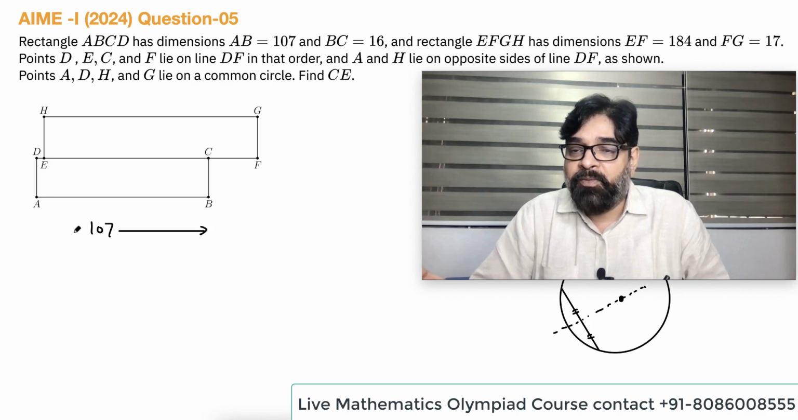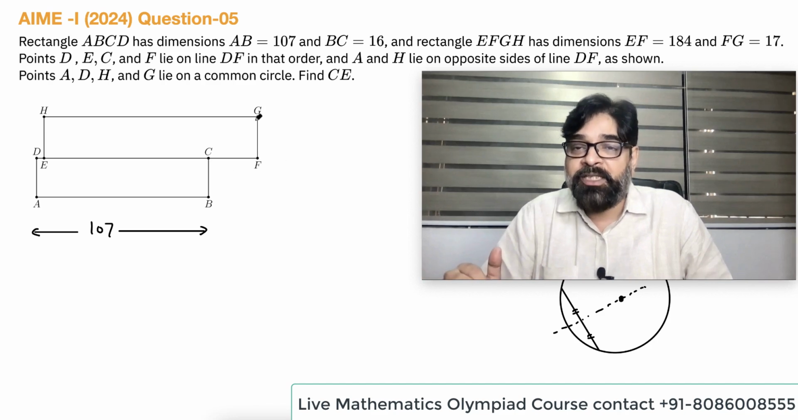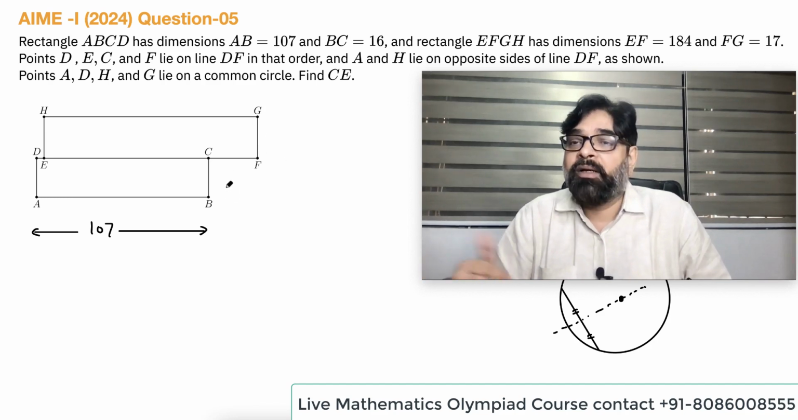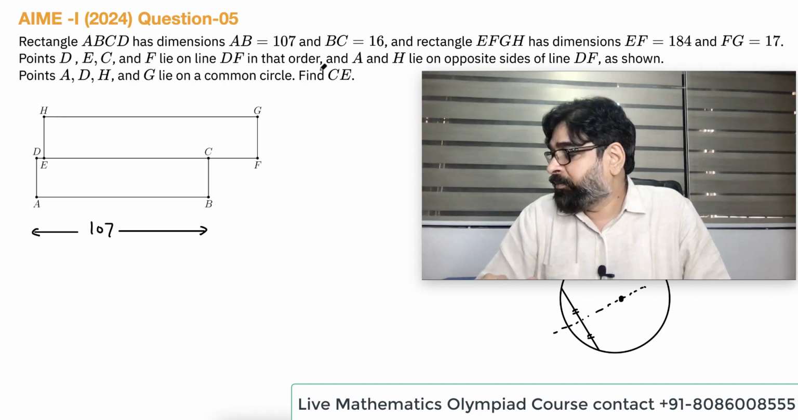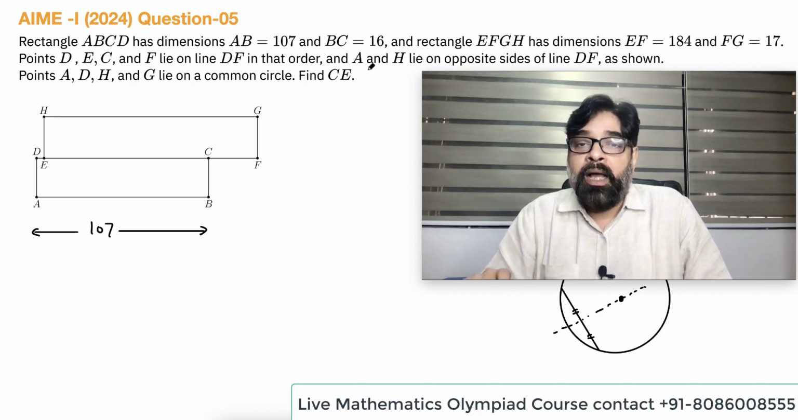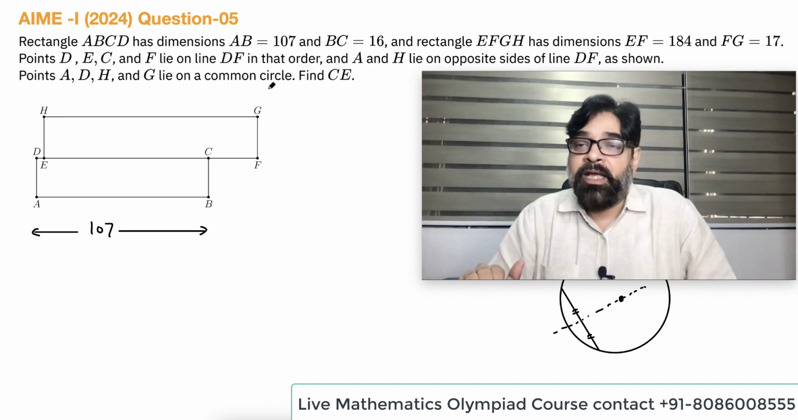This length is given as 107. Am I right? And BC length is given as 16. This length is 16. And EF length, from here to here, is given as 184. FG is also given. Everything is given. Points D, E, C, F lie in a line in order. And A and H lie on the opposite sides of the line DF as shown.